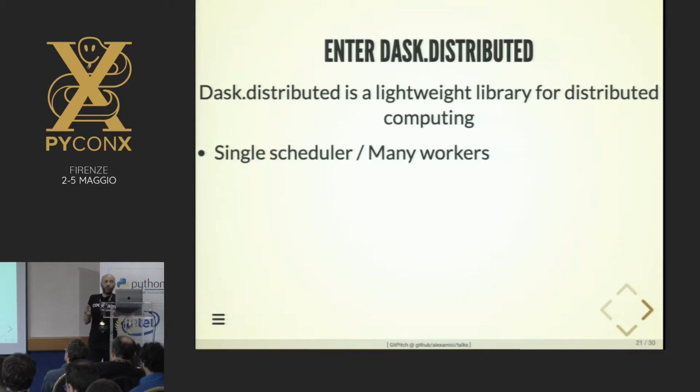It works with a single scheduler and many workers. So the distribution is: you have one central core that knows what's going on and several workers that do the computation, but they're simple. They keep the data and do the computation. The scheduler knows which worker has done what operation and what data is present there.